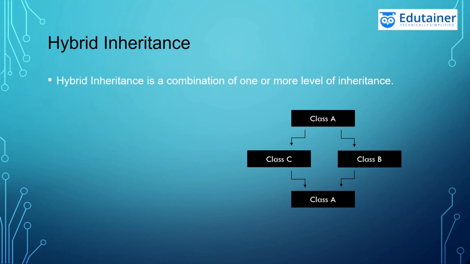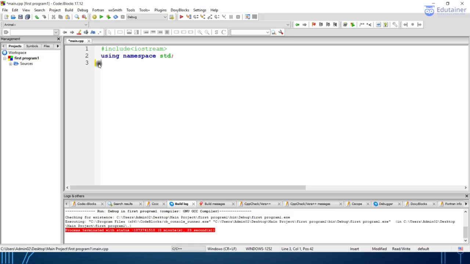In this flowchart, you can see that we are having two levels of inheritance. The first one is multi-level and also hierarchical. So combining both things, we call it hybrid inheritance. So let's move to code blocks.